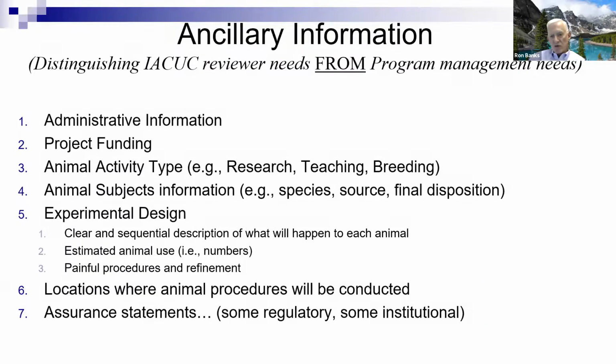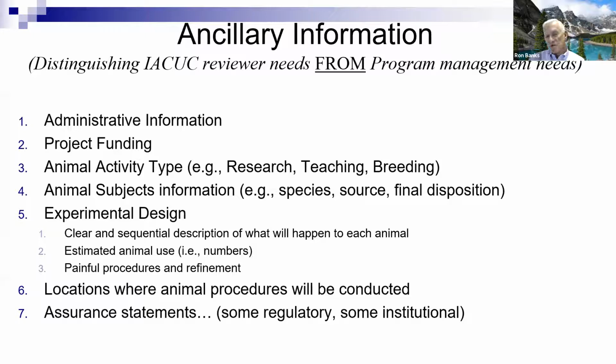For ancillary information, the overarching question is distinguishing IACUC reviewer needs from programmatic management needs. And so if you will, name, rank, and serial number. Is the office location of the PI necessary for the IACUC, or is it necessary just for program management needs? Is the phone number of the PI or email necessary for the IACUC, or is it necessary for program management needs? And should that information be captured somewhere outside of the protocol?